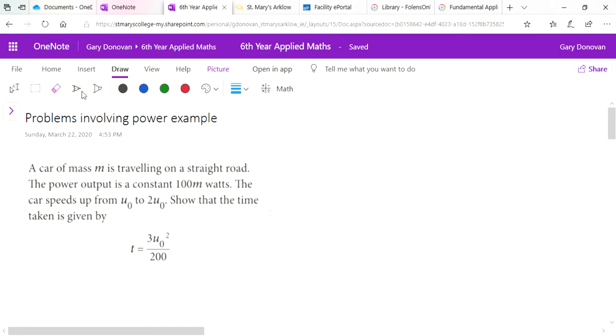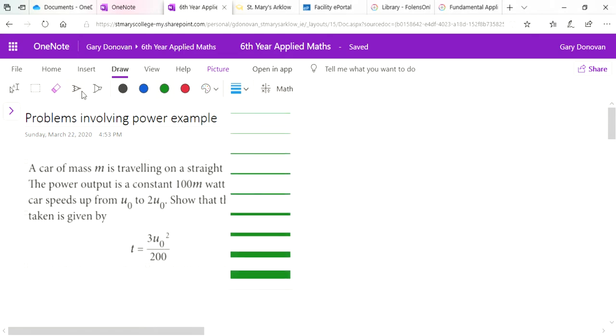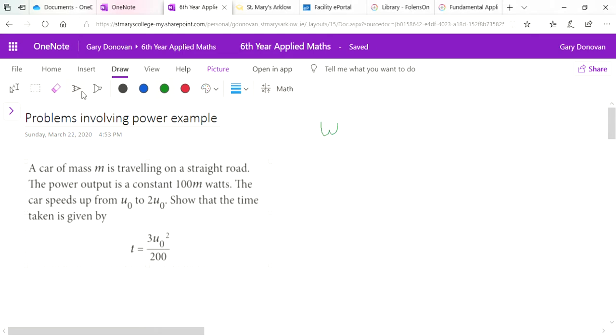So in the last video we looked at the power equation and the work done equation, and we had three equations that came out of the last video. The first one was work done equals force times distance. Next one was power equals work done over time. And then lastly we derived the equation for power equals force times velocity. So they're the three equations that we learned from the last video.